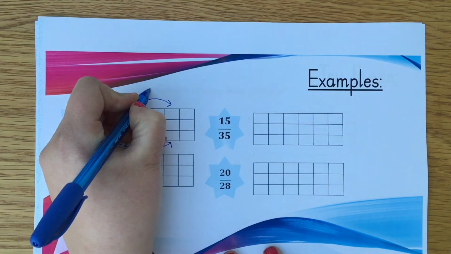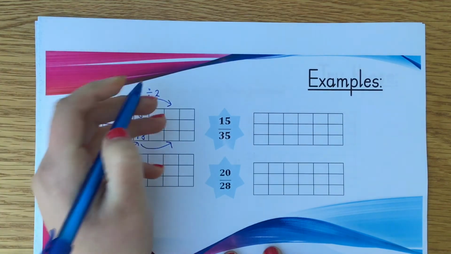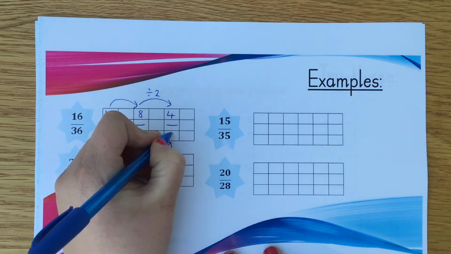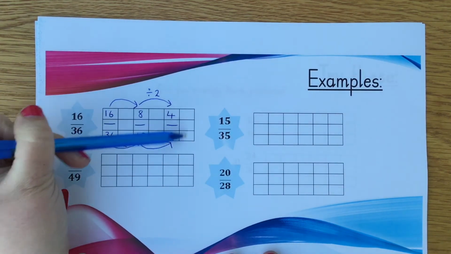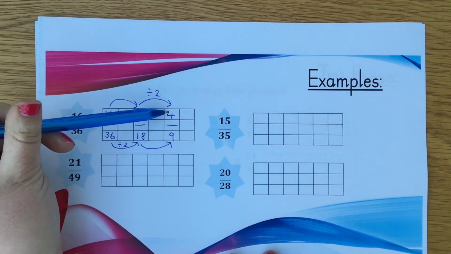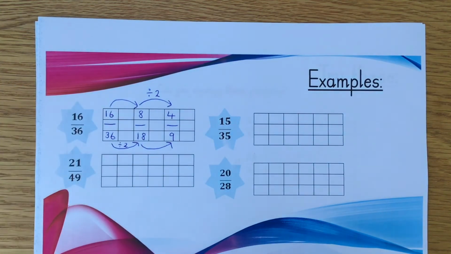Okay, so I'm going to divide by 2 this time. So 8 divided by 2 is 4. 18 divided by 2 is 9. Okay, 4/9 is the most simple form I can have this fraction in, because there isn't a number that goes into both 4 and 9 equally. So 4/9 is my simplified fraction here.